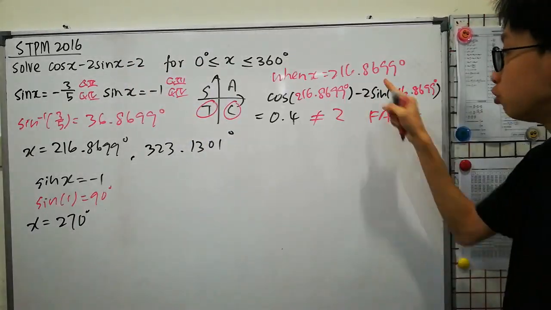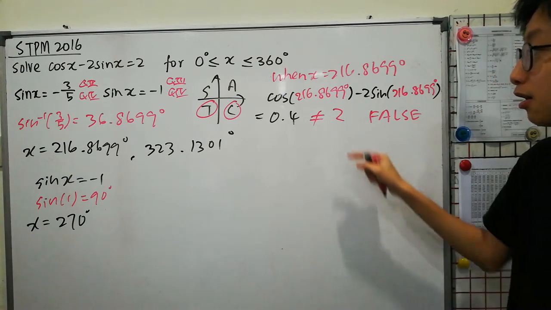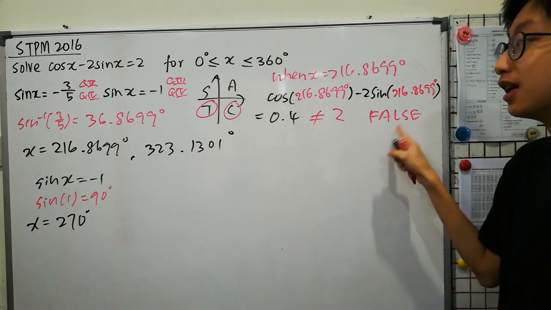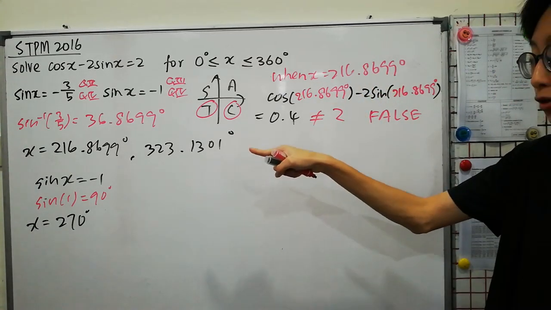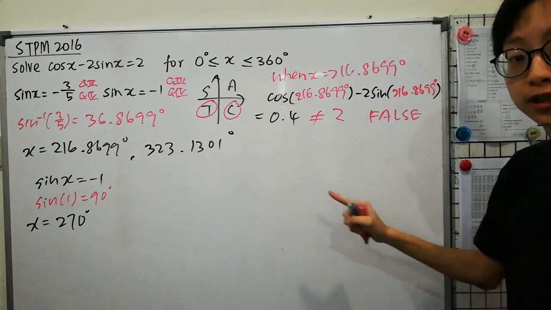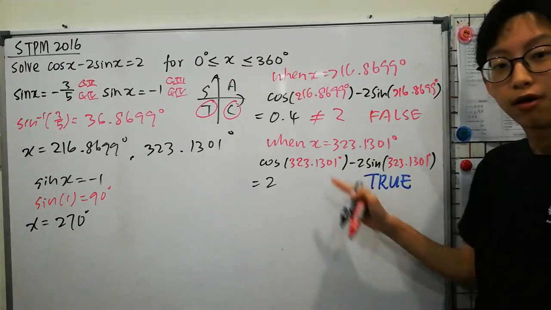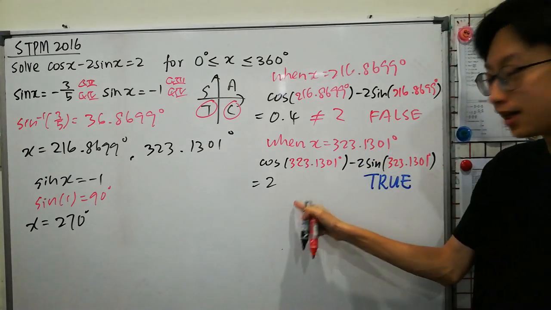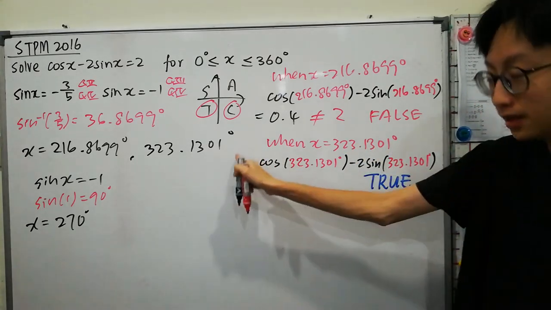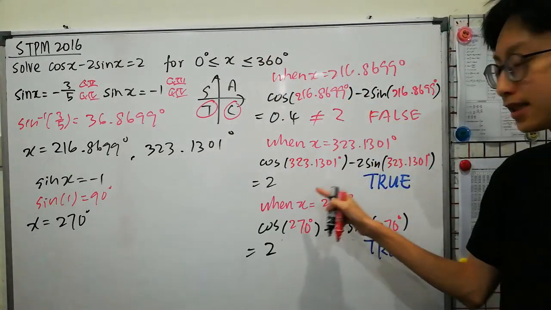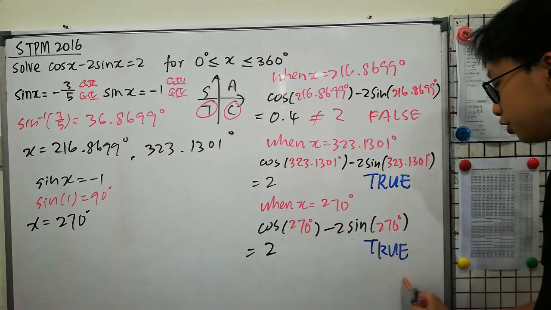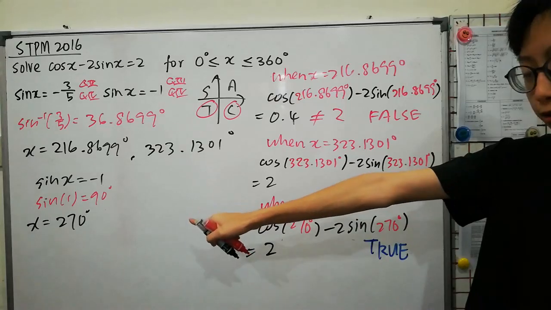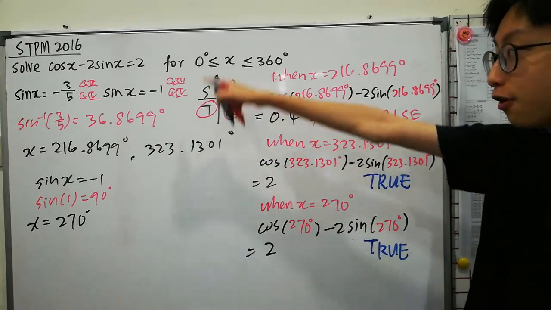When x equals 216.8699 degrees, we will get a false equation. Therefore, x equals 216.8699 is not a solution for that equation. When x equals 323.1301 degrees, we will get a true equation. Therefore, this is a solution. When x equals 270 degrees, we will get a true equation. Therefore, x equals 270 is a solution for that equation.